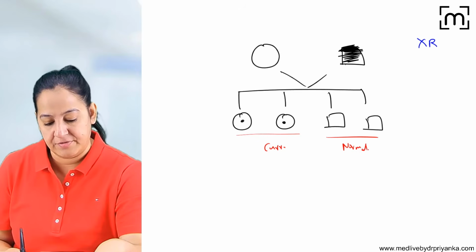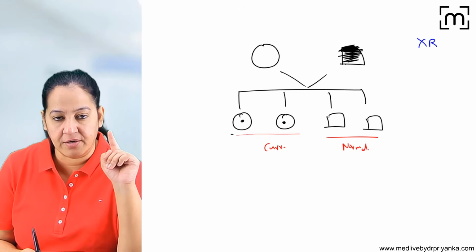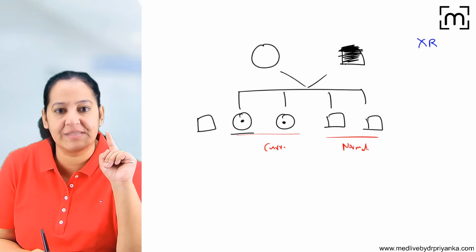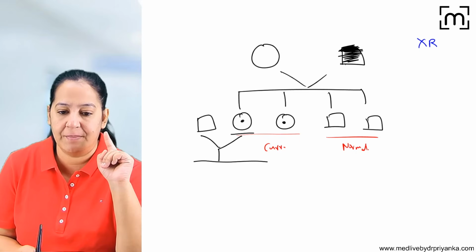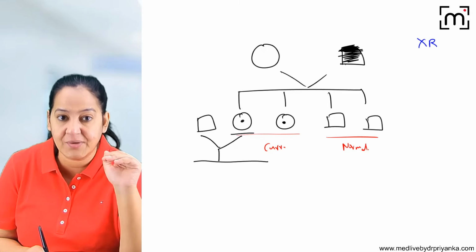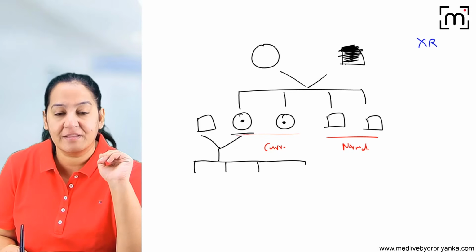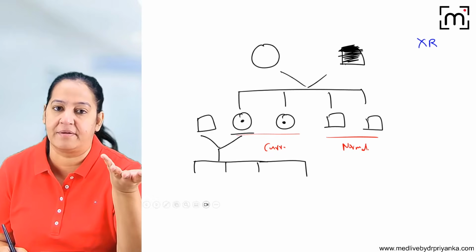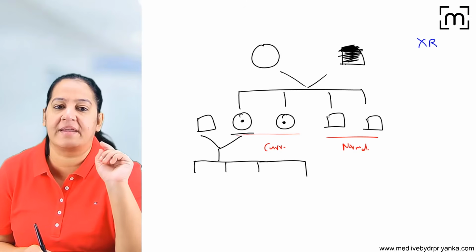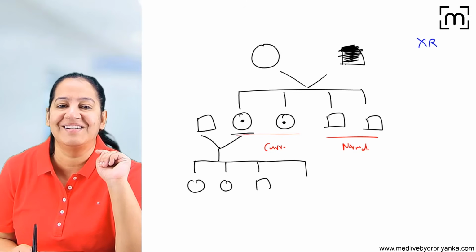Now take one of the daughters. One of the daughters is marrying a male who is healthy. They do the marriage. Again, they will have the 4 siblings. Now the scenario is reverse. This time the female partner is affected, not the male partner. The female partner is carrier. Again, they have 4 siblings, 2 daughters, 2 sons.